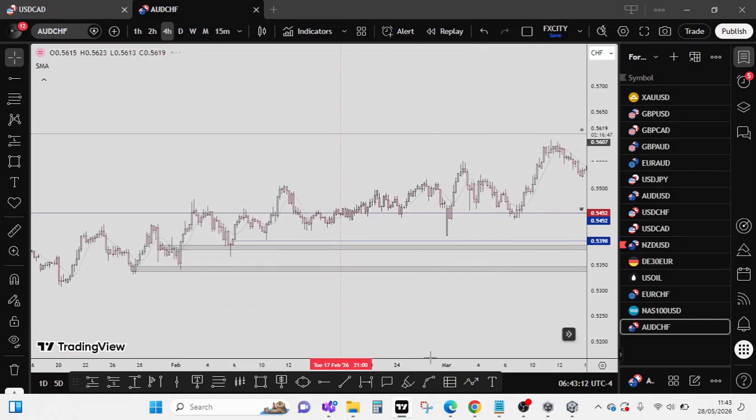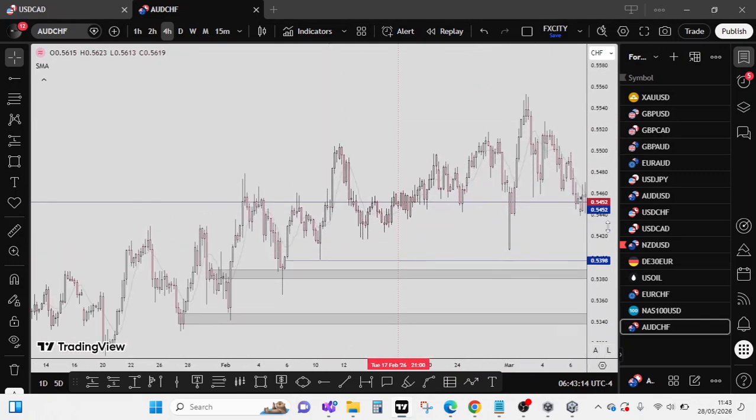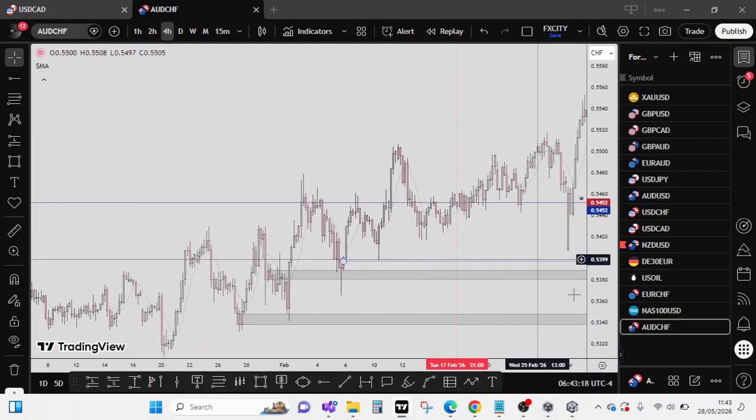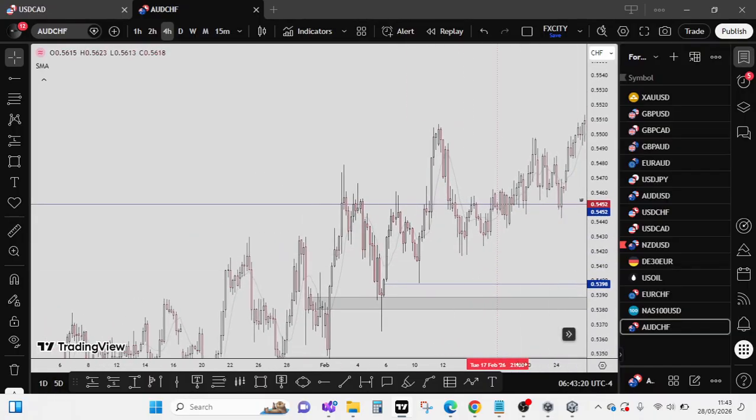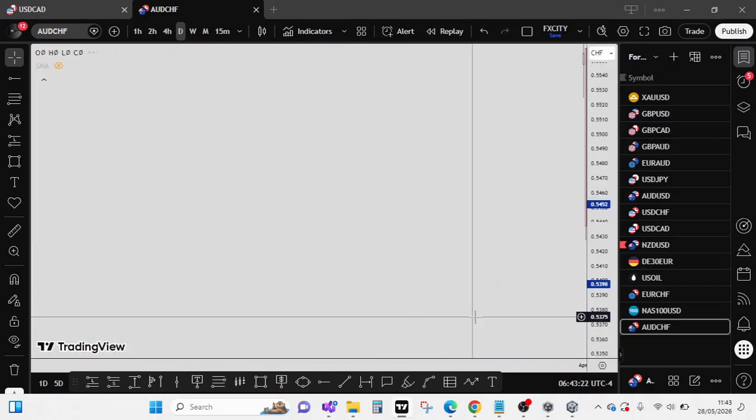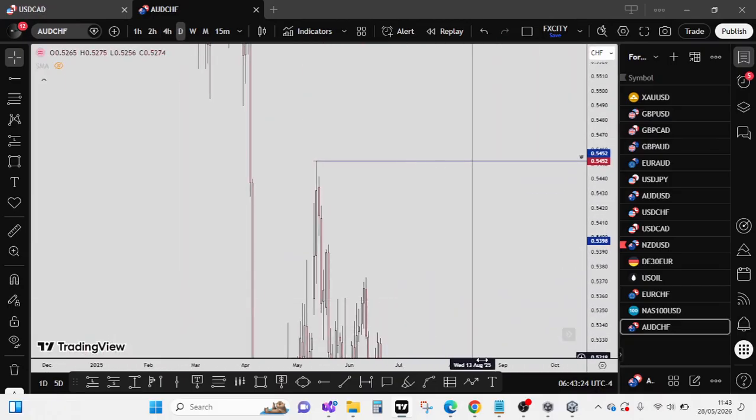It's always necessary to check your daily as well to see where price is giving options for a range. So you are not going to be trading within the range.